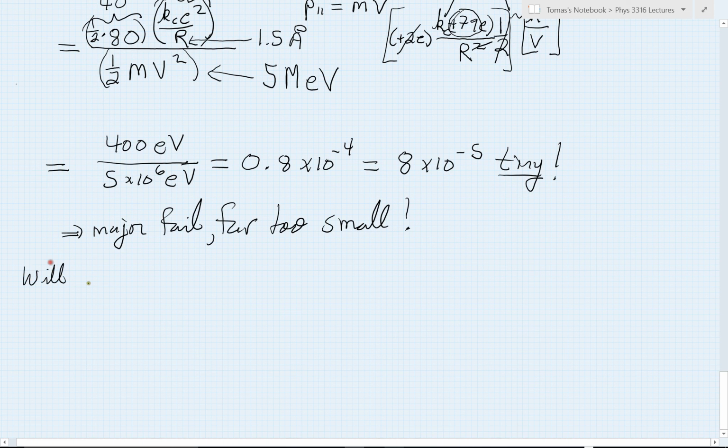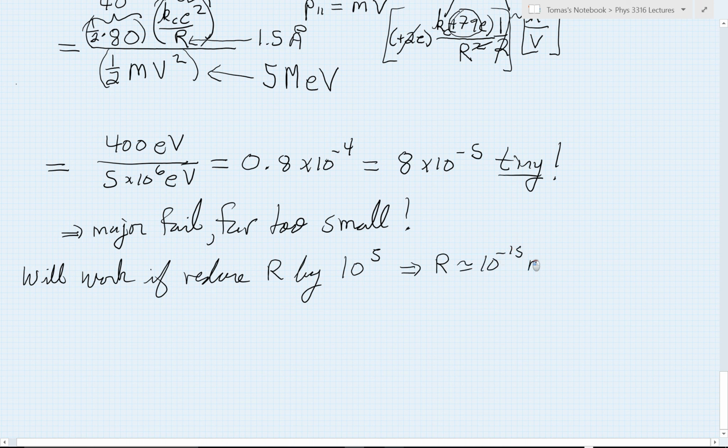It will work if we reduce r by a factor of 10 to the 5th, meaning we're going to say that r now is about 10 to the minus 15th meters, or about what's known as 1 femtometer. Now, that means that instead of a Thomson model for the atom, we have this Rutherford nuclear model. This leads us to a nuclear model.